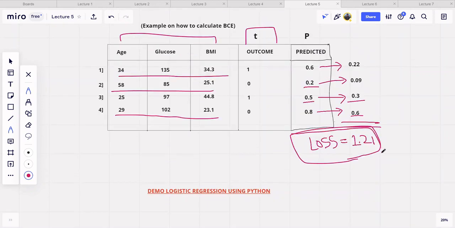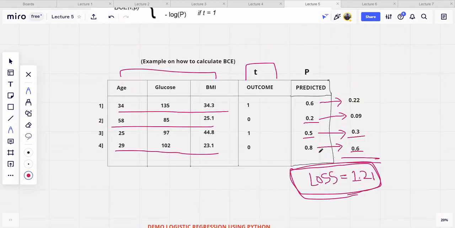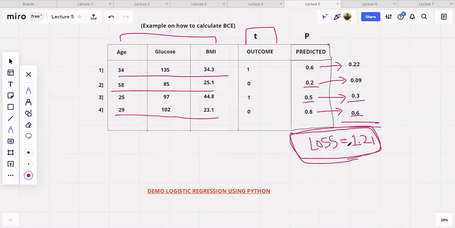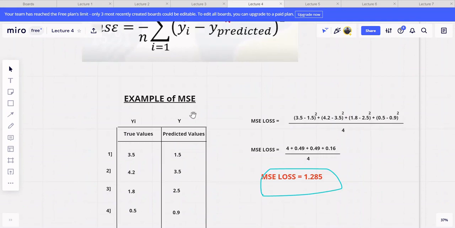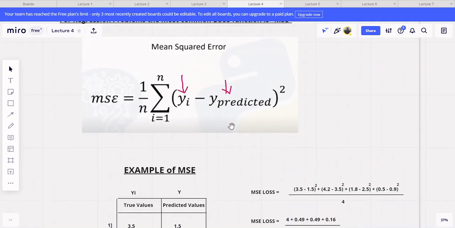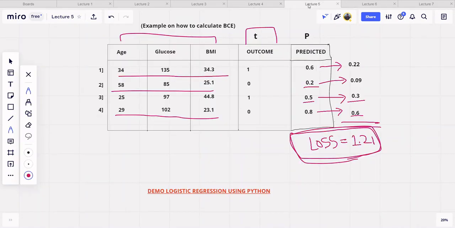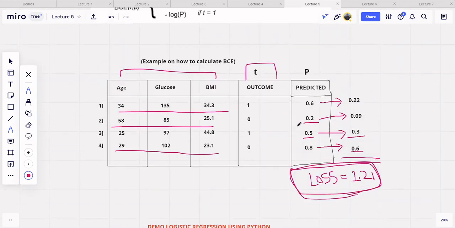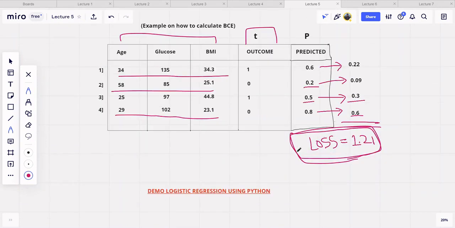Okay, this is basically our loss. Now this loss is still pretty good because it's close to 0. In our regression problems, the main goal was we want the loss to be as close to 0 as possible. So we have the same scenario here. Even in classification problem, we want our loss to be as close to 0 as possible.